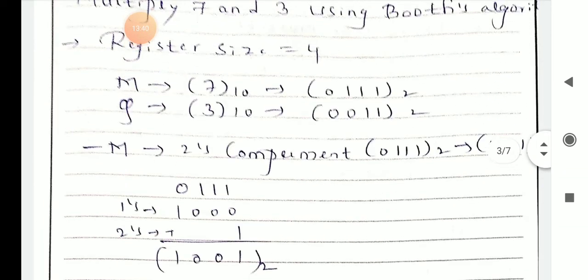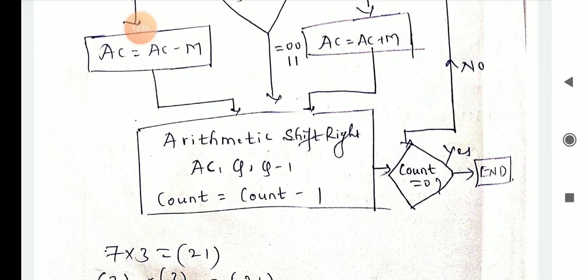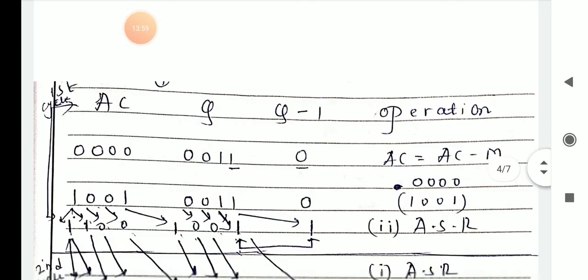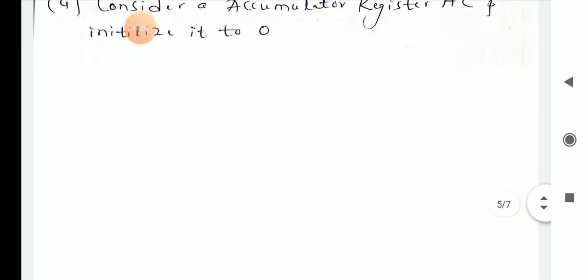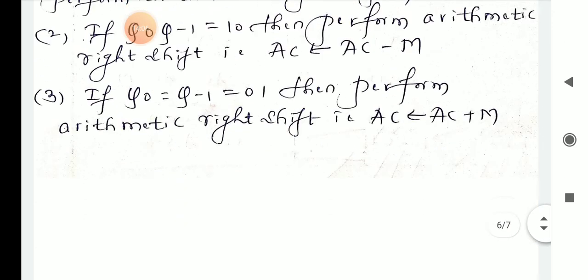algorithm there. So that is the fourth step of the algorithm, that is count is equal to count minus 1. Okay, you have to take that one. If it is 4, 4 minus 1 is 3, 3 minus 1 is 2, 2 minus 1 is 1, 1 minus 1 is 0. If the count is 0, you have to end this process. Okay, so this is your algorithm. These are the procedure and conditions of that algorithm.